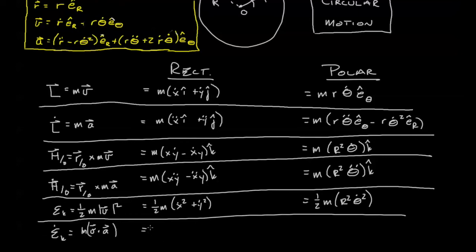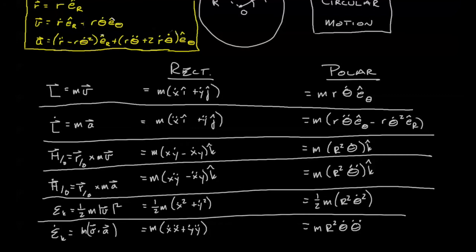And in rectangular coordinates, that's going to be fairly simple. That's going to simply be mass times x dot x double dot. Remember, we're taking the dot product, so that'll be plus y dot y double dot. This will be a scalar. And in polar coordinates, our final result is mass times r squared theta dot theta double dot.